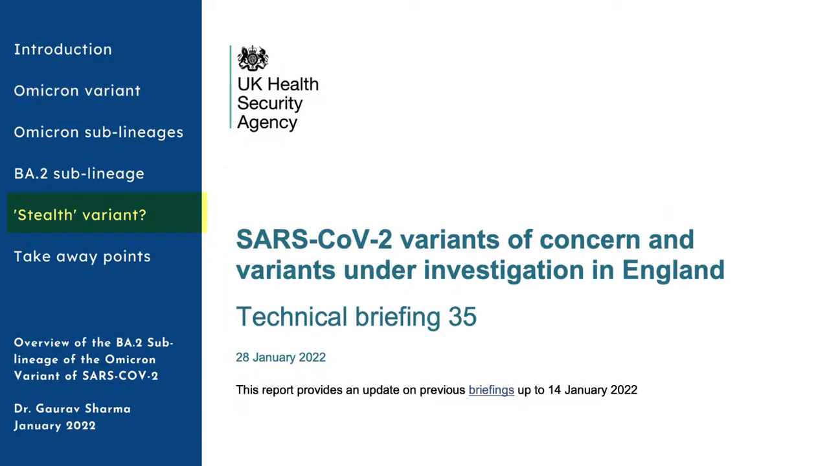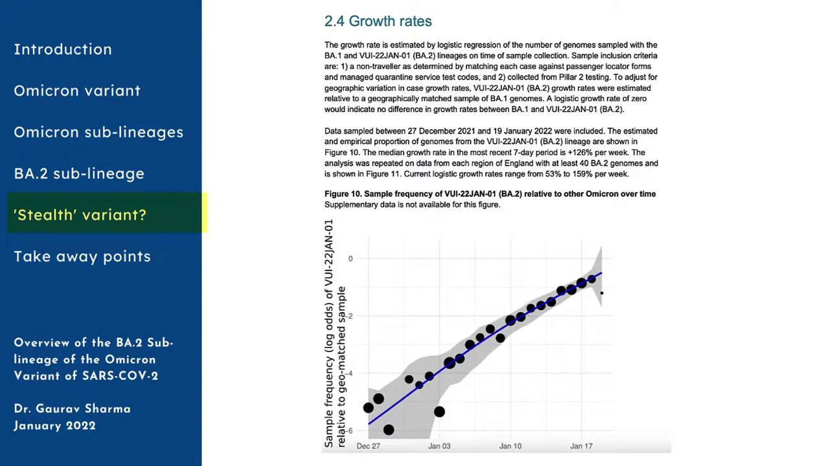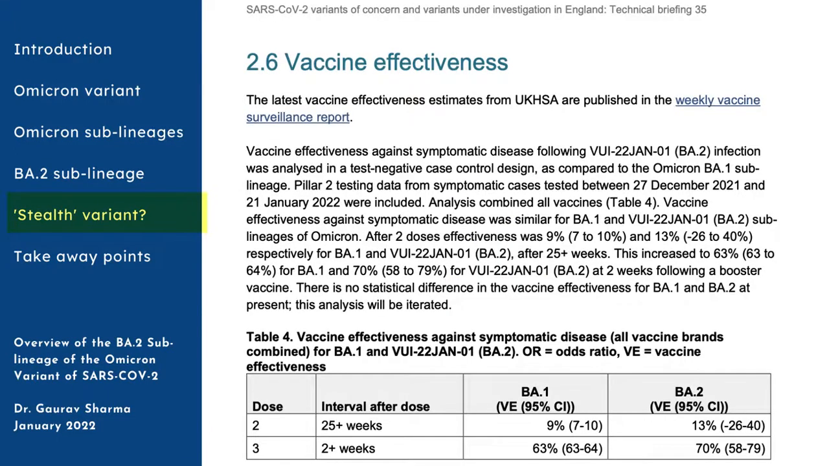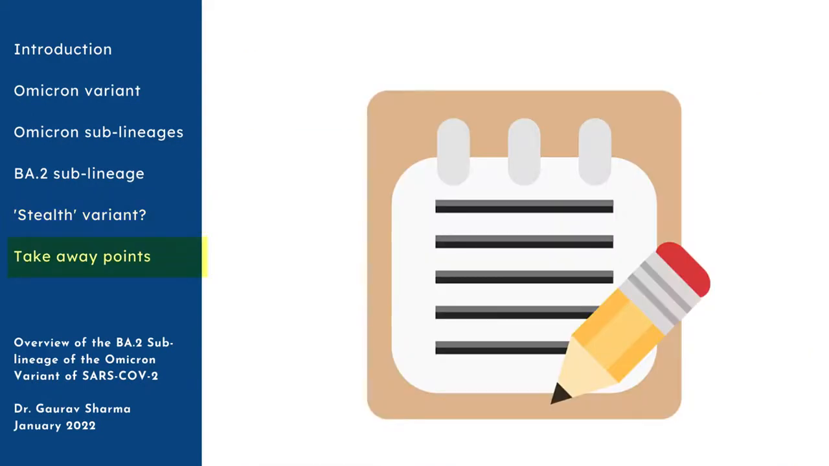According to the United Kingdom Health Security Agency, as of early January, the growth rate of BA.2 was +126% per week. The secondary attack rate is 13.4%, slightly higher than the 10.3% previously seen with BA.1. An initial study by the UK Health Security Agency found that vaccines afford similar levels of protection against symptomatic disease by BA.1 and BA.2, and in both it is considerably higher after 2 doses and a booster than 2 doses without a booster.